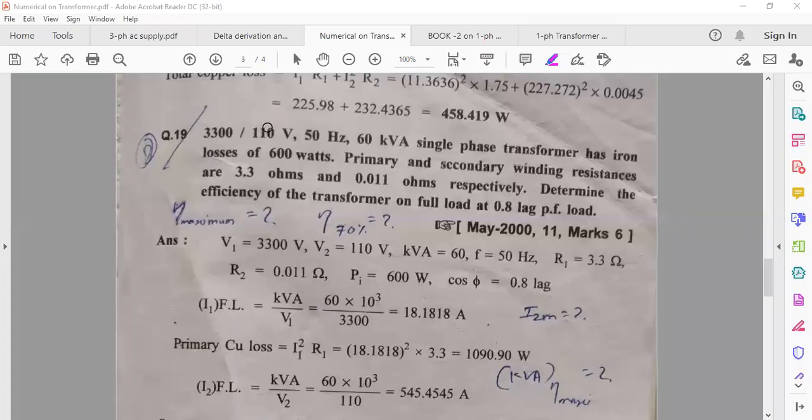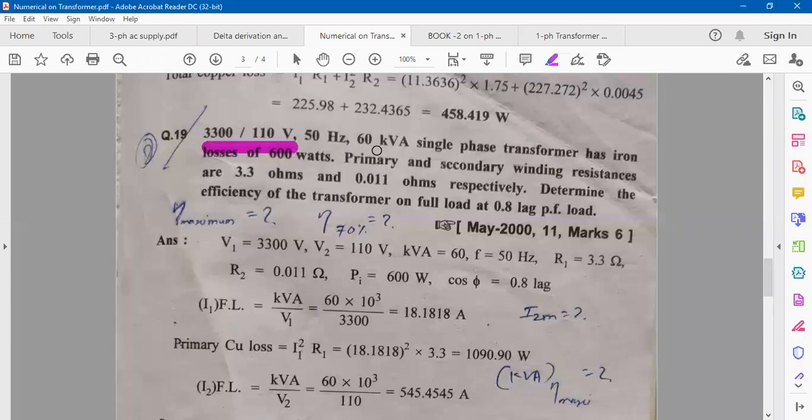Okay, see the next sum. Everyone please concentrate. A 3300 volt, 110 volt, 50 hertz, 60 kVA single phase transformer has iron losses of 600 watt.